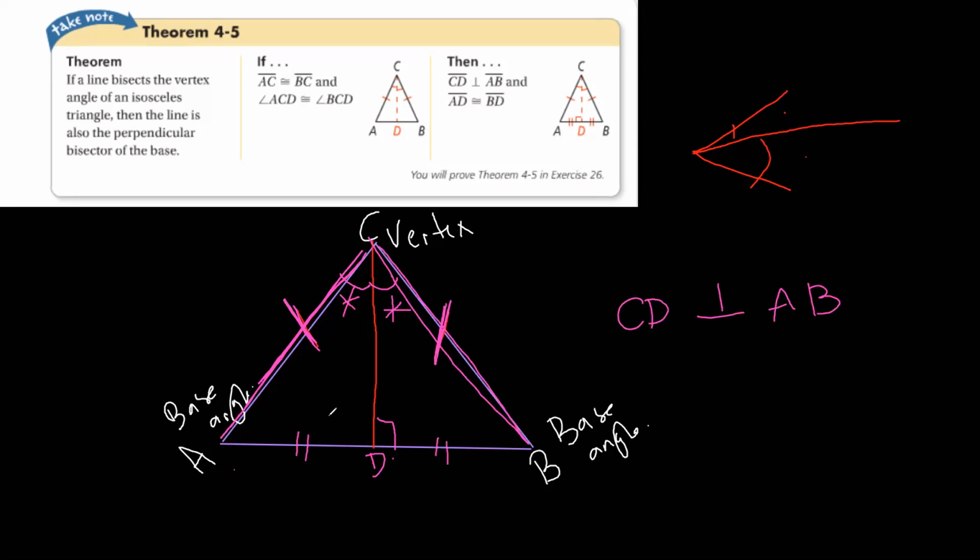As I told you before, the bisector, if it comes on the angle, cuts the angle into two equal halves. And if it comes on a side, it cuts the side into two equal halves. So that means AD is equal to BD, and I can say now AD is congruent with BD.